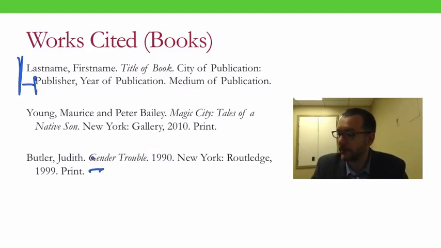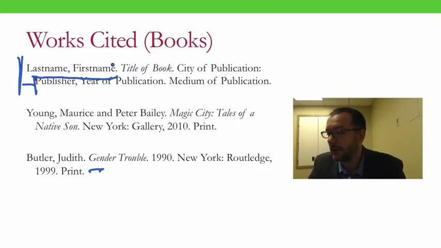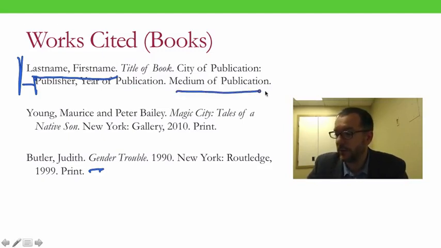The general format for the book is last name, comma, first name. The title of the book, just like within the text, is italicized. We provide the city of publication, followed by a colon, the publisher, a comma, and the year of publication, and then a period, and the medium. Again, the medium is of primary importance in the works cited section of the MLA system.